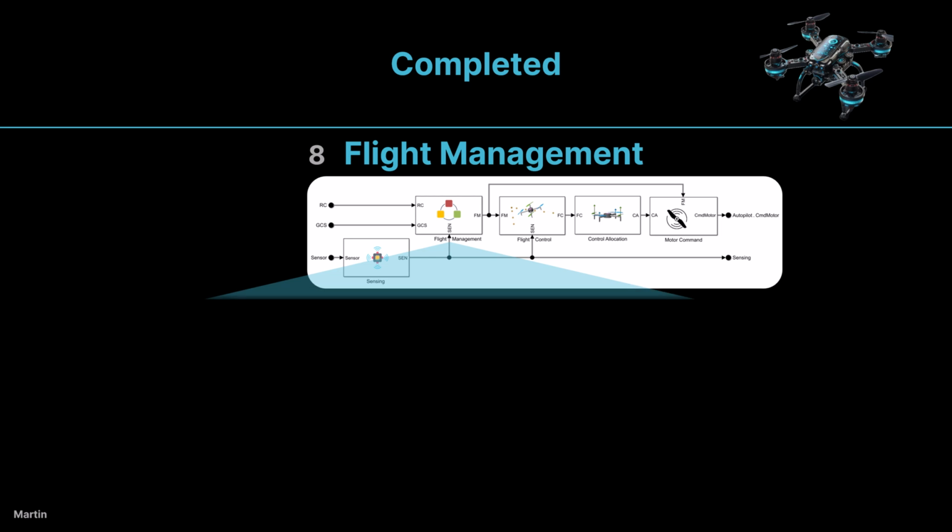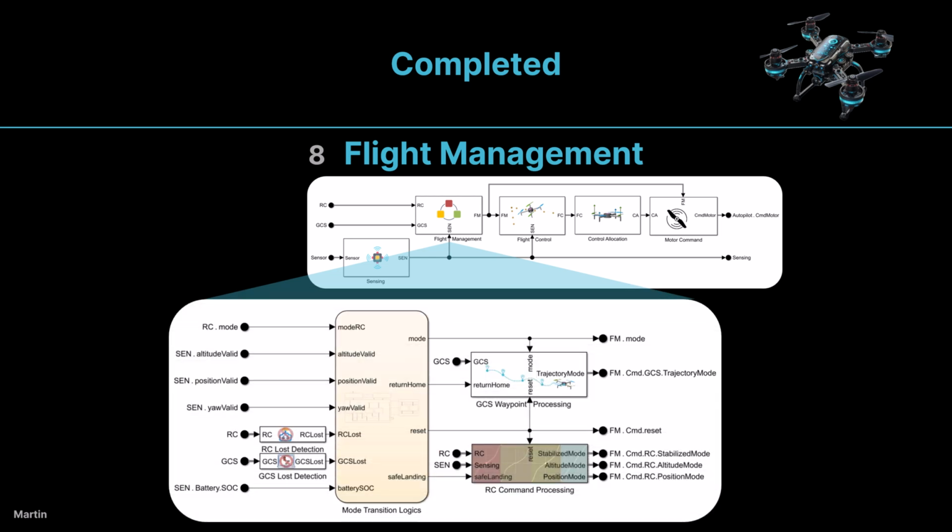All right, let's wrap up this session. We have now covered the key modules of the flight management, including mode transition logics, RC command processing, ground control station waypoint processing, and connection loss detection. I hope this session has given you a clear understanding of how to model and simulate drone flight management using Simulink.